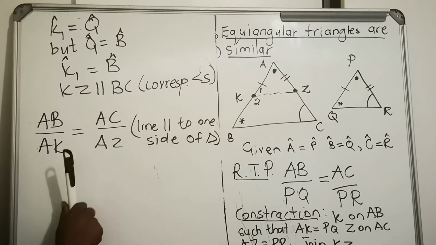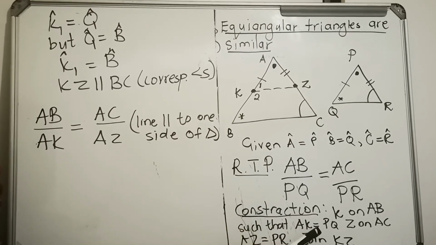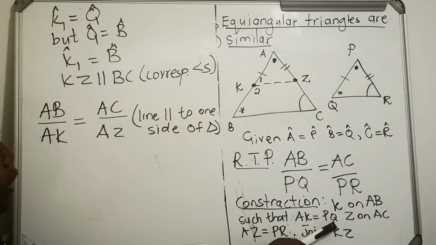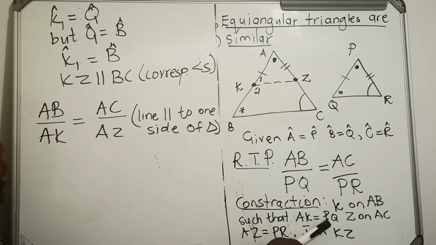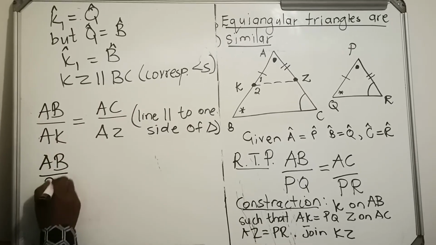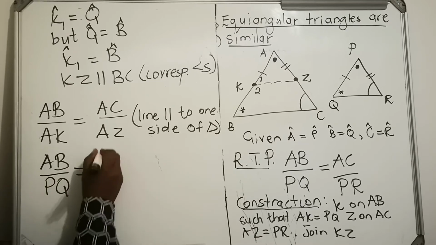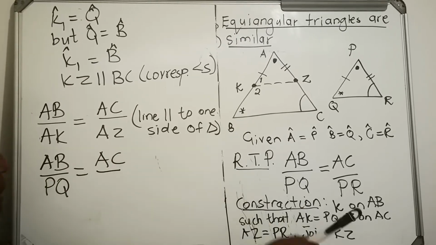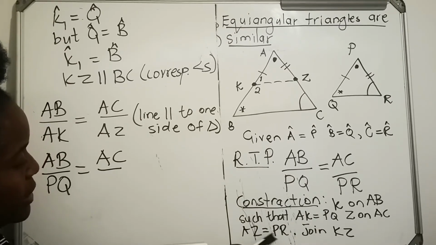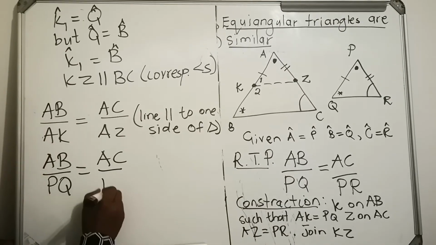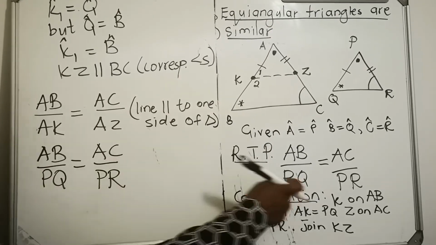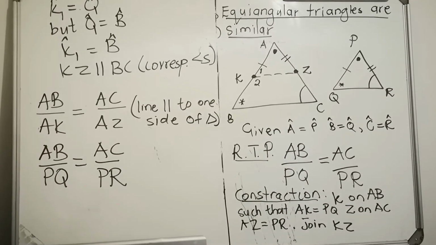Right. But now, do you remember from our construction that AK is equal to PQ? So instead of AK, we're going to write PQ. AB over PQ is equal to AC over AZ. AZ is equal to PR. And voila, we have proven our theorem. We have got what we are required to prove.